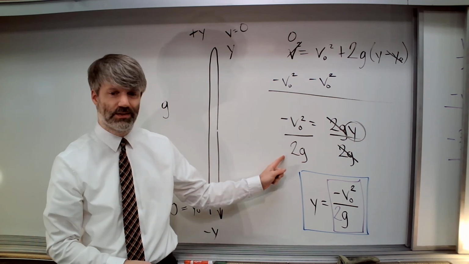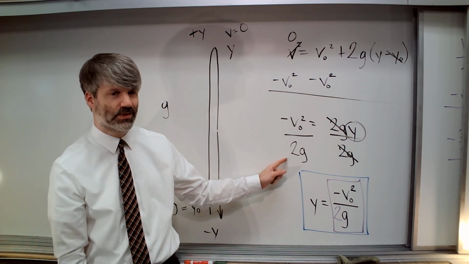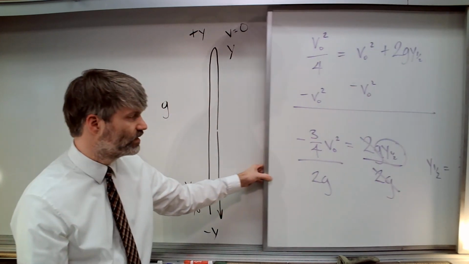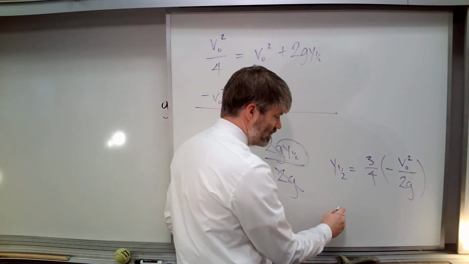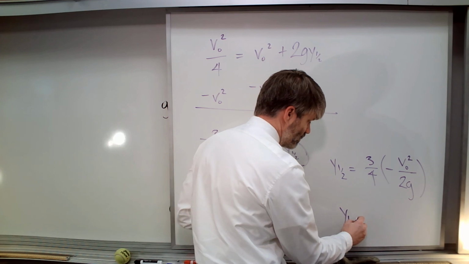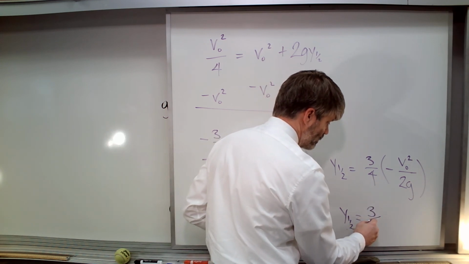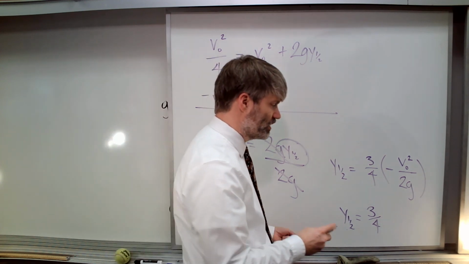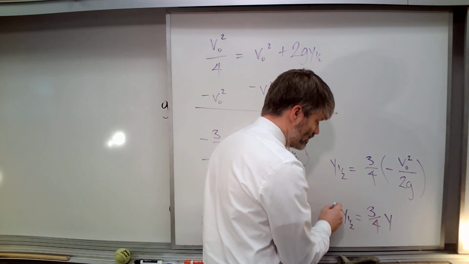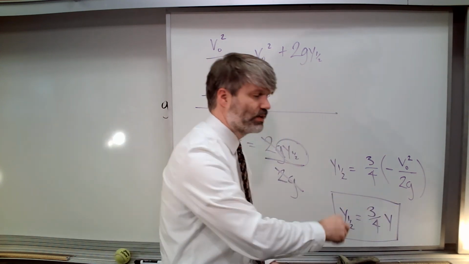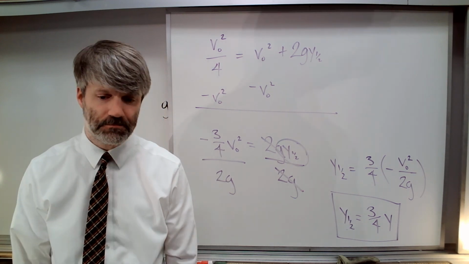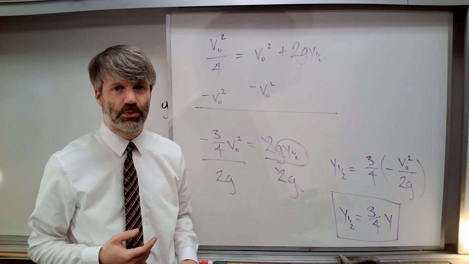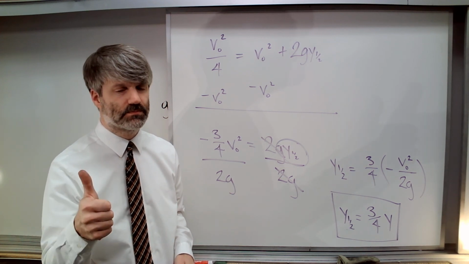Negative v0 squared over 2g. Alright, I forgot what I got there. That's okay, I'm not typing this one again. Alright, over 2g is just what we got here. So we can say that the height at which it has half of its original speed is 3/4 of the maximum height. Cool beans? Cool beans.